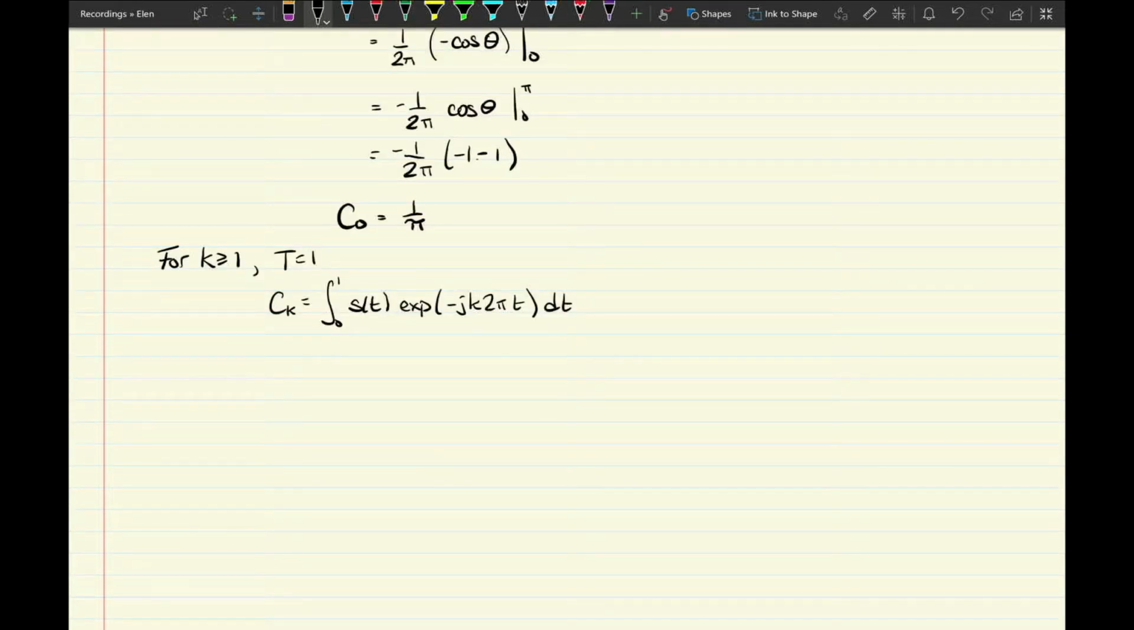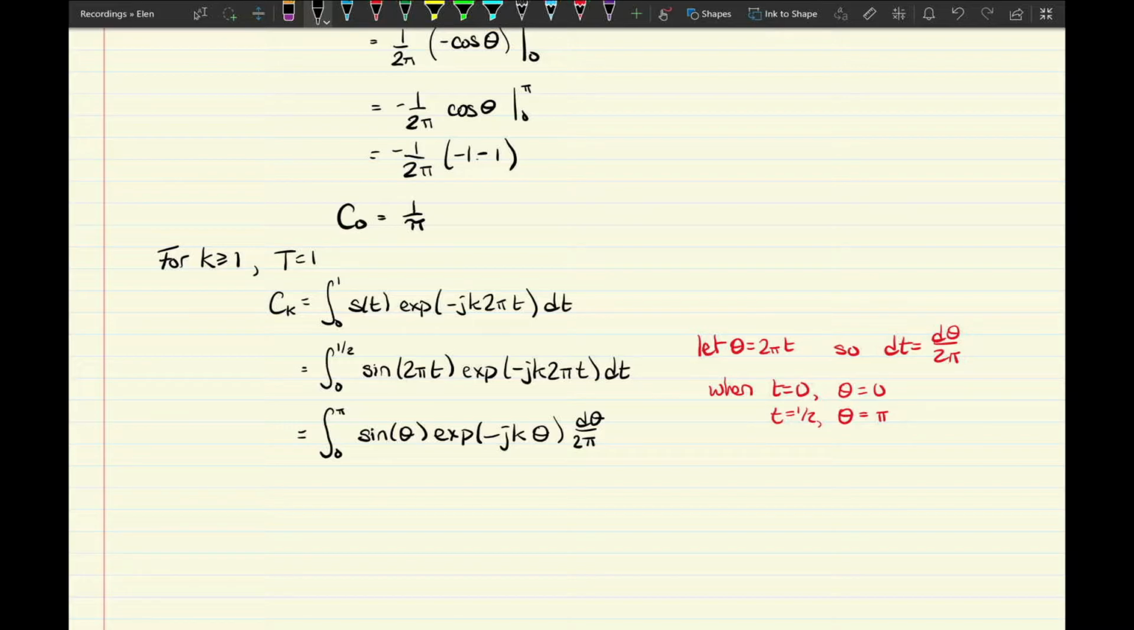This time we have to worry about k, so we will end up having s of t times the exponential function of -j k 2 pi t. All right, well, once again, our signal is simply equal to 0 from t equals 1/2 to t equals 1. So we only need to integrate from 0 to 1/2 using sine 2 pi t as our signal. Once again, we'll use a nice substitution here to make this look a little tidier. In fact, we'll use the exact same substitution as before.